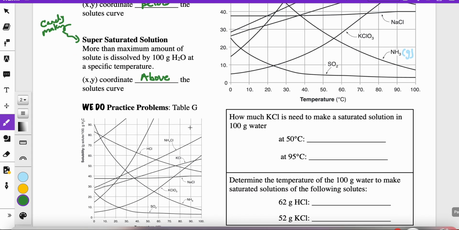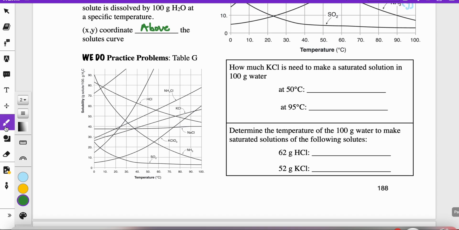So let's start looking at a couple of questions here. First off, just using the graph, starting with one coordinate, either an x coordinate, what will the y coordinate be? Or we start with the y coordinate, what is the x coordinate going to be? First thing, it says how much KCl. So the first thing I need to do is go find KCl and find the line that it's pointing to. I've got to make sure I'm looking at the right curve. So KCl, I've got the right one. How much KCl is needed to make a saturated solution in 100 grams of water at a particular temperature?